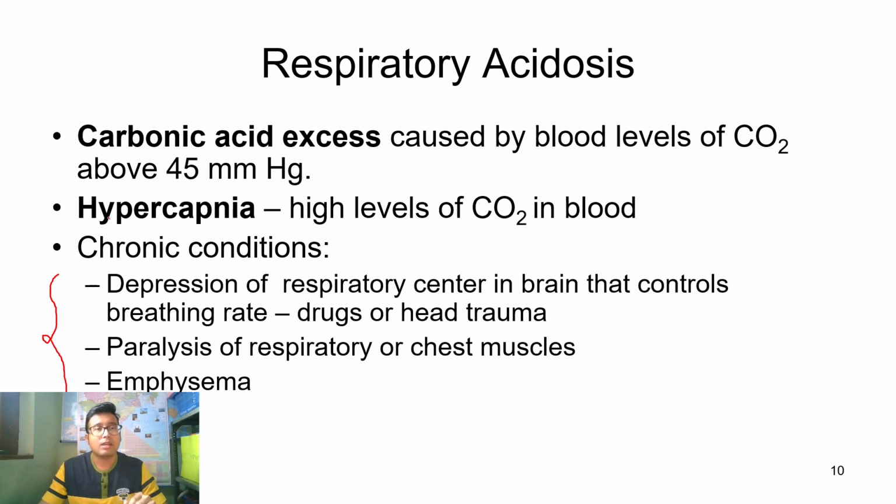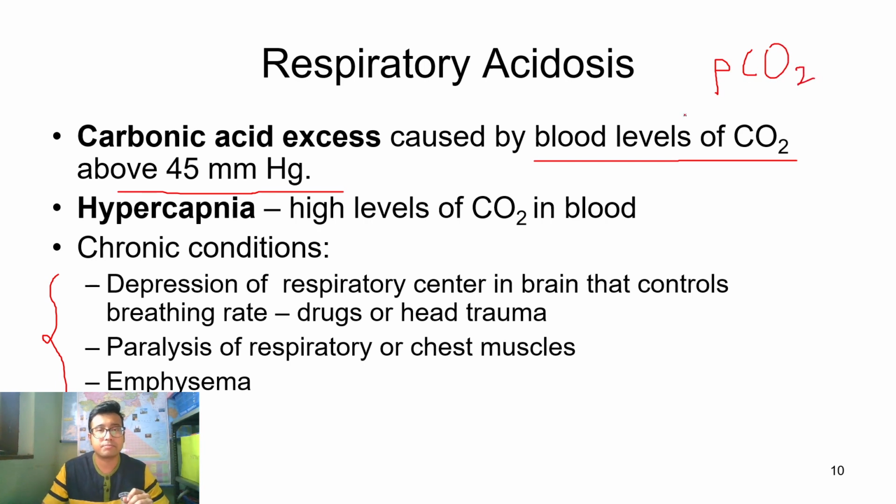I'll tell you why. You only need to look at the value. Respiratory acidosis is diagnosed only if the level of PCO2 is above 45 millimeters of mercury. This is the level of CO2, represented as PCO2 or partial pressure of carbon dioxide. Just remember this only from this slide. It's caused by hypercapnia, which means high levels of carbon dioxide in the blood.